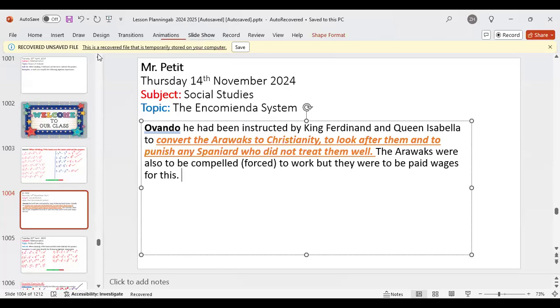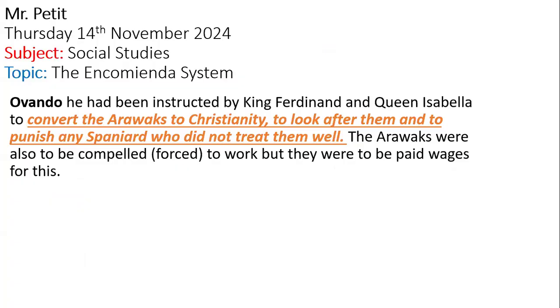Now, this is where it becomes weird, because they're saying, hey, we are good people. We want to look after them, convert them to Christianity, and punish any Spaniard who doesn't treat them well. But yet you're saying that they need to be forced to work. That doesn't make sense. How in the world could they be treated well if they're being forced to work? Also, convert them to Christianity. What if they don't want to be converted? You're going to force them still? Well, apparently that's what King Ferdinand and them wanted to do.